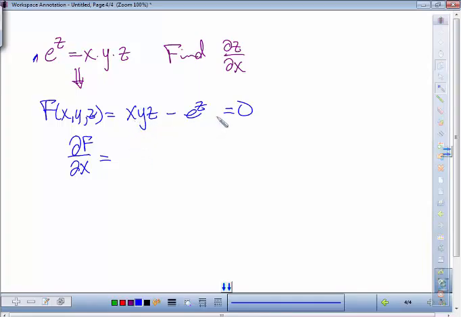So I need to take the derivative of this thing with respect to x. The yz is constant, and then e to the z is constant, so that's all gone. So this is just yz. The partial of f with respect to z is equal to, this is xy, minus e to the z, derivative of e to the z is e to the z.